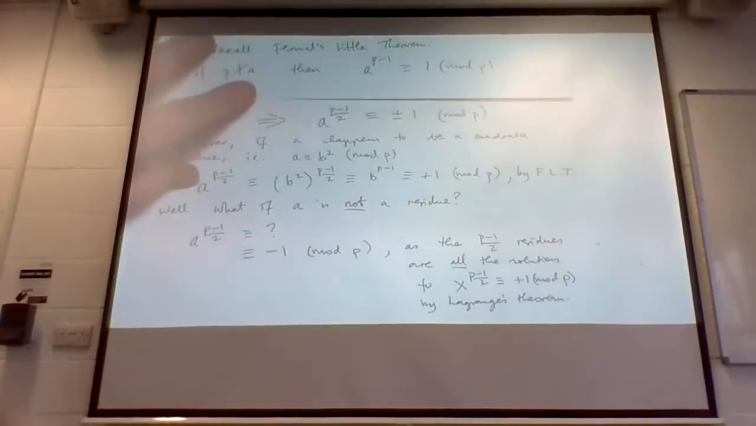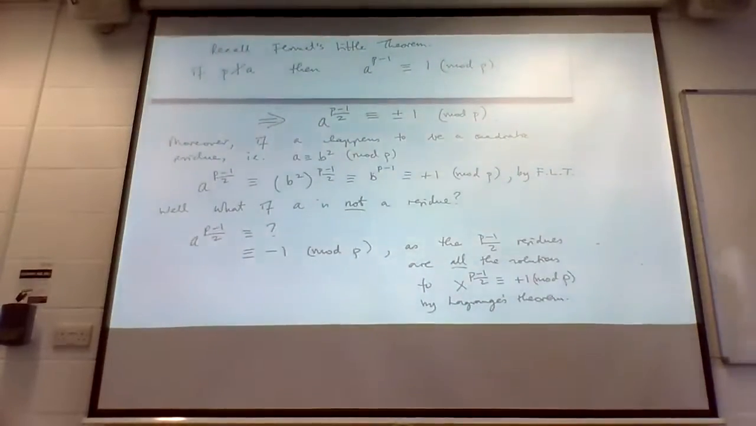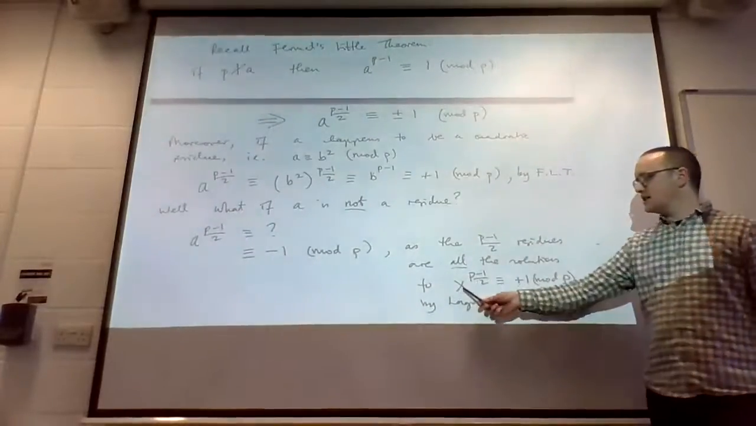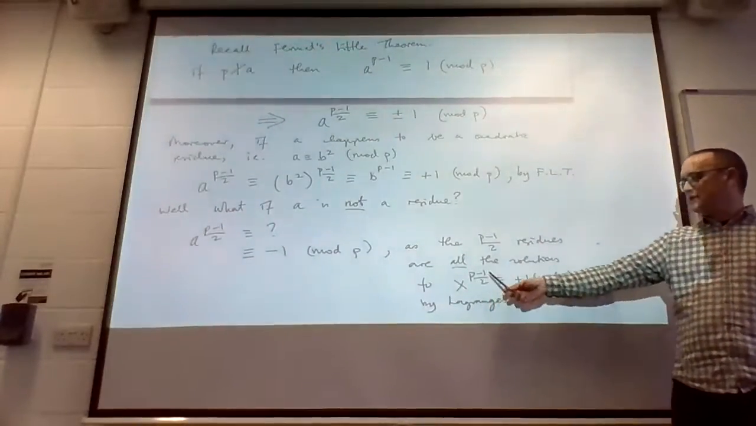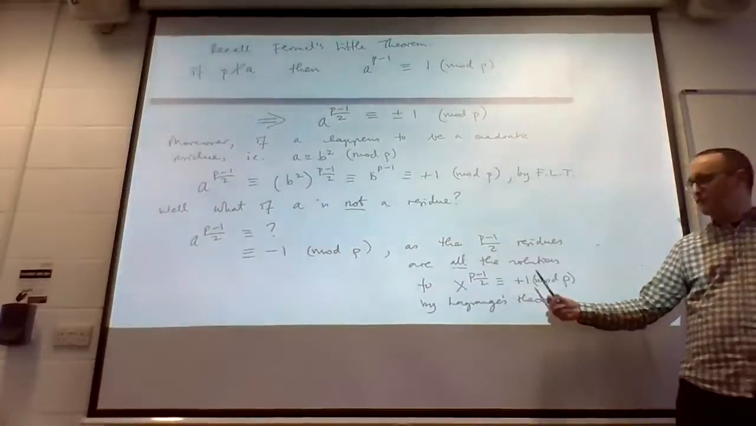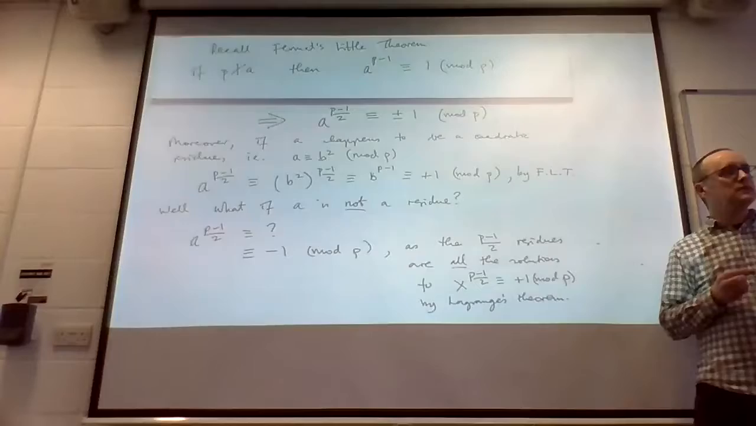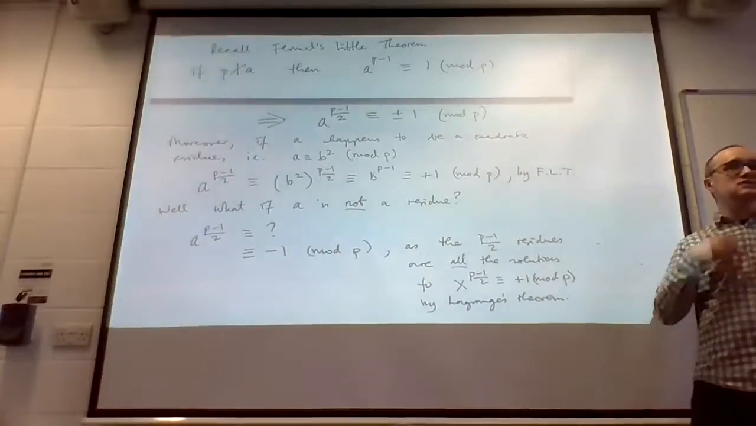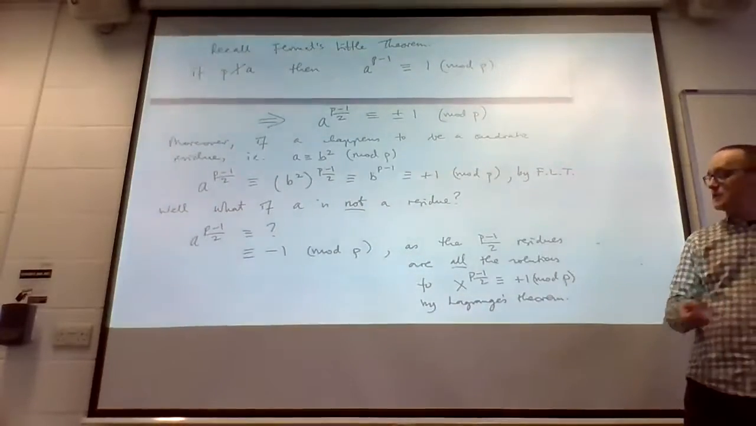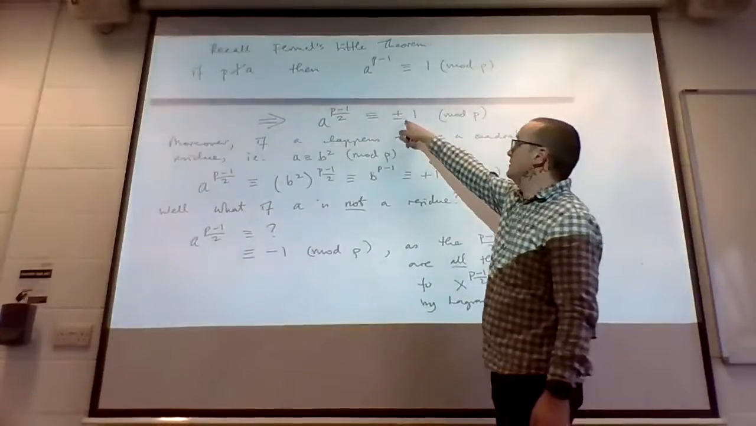If a is a non-residue, it has to be minus 1, because the available slots for solutions of something to the power of (p-1)/2 giving you plus 1 have already been filled by the (p-1)/2 quadratic residues. So if it's a non-residue, it's not one of those, so it has to be the other value, minus 1.